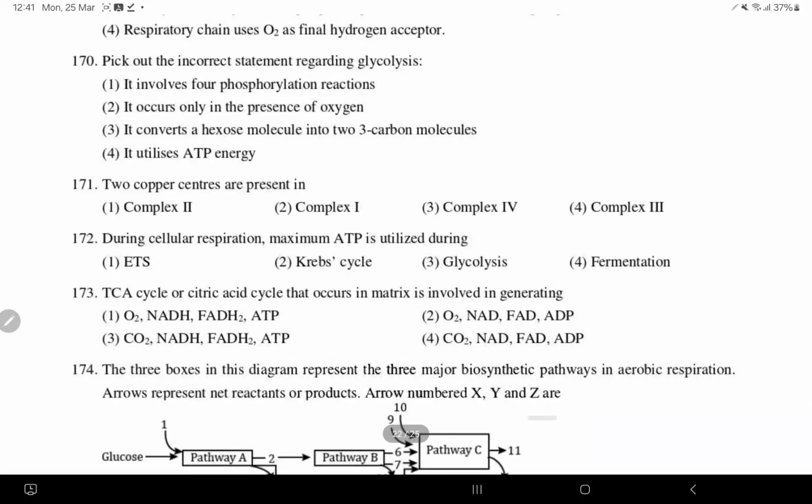Pick out the incorrect statement regarding glycolysis. It involves 4 phosphorylation reactions. It occurs in the presence of oxygen. This is wrong. It doesn't occur in the presence of oxygen. So option 2 is wrong.